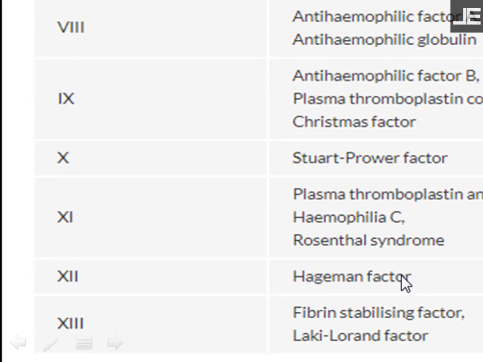And the last one is the FSF, which is the fibrin stabilizing factor, or the Lucky Laurent factor. I always try to remember the Lucky Laurent factor because lucky sounds like something lacking behind, right? Lucky, then lacks behind. So I expect the Lucky Laurent factor to be the one at the bottom. So the 13th clotting factor happens to be the Lucky Laurent factor.